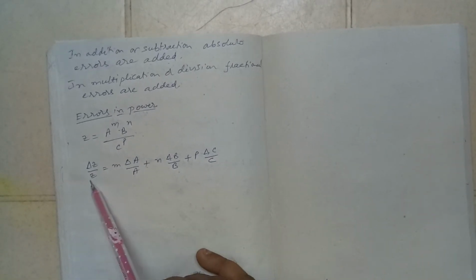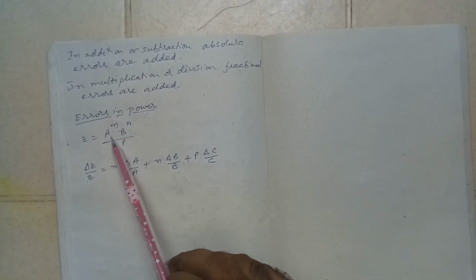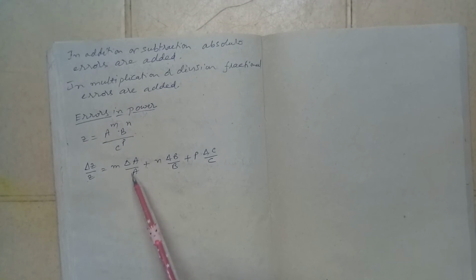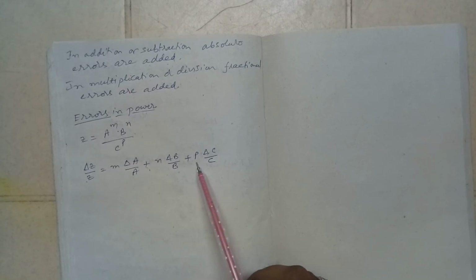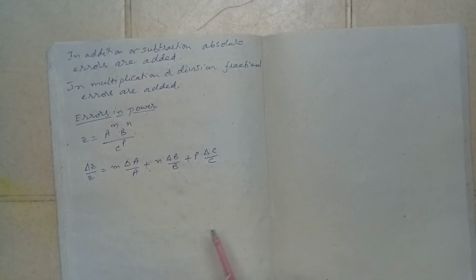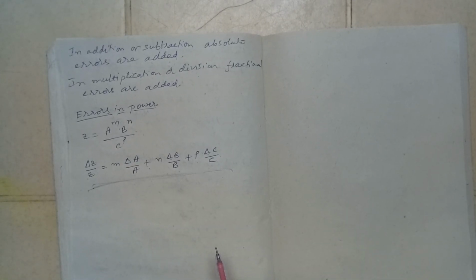Fractional error, delta Z by Z, will here be equal to, the formula is m into delta A by A. That means this m becomes the coefficient of delta A by A, which is the fractional error in A, plus n into fractional error in B, plus p into fractional error in C. So the total fractional error here will be equal to this, where the power becomes the coefficient. So remember this, many times it is asked in some numericals. You can use this formula. We will see some examples also.